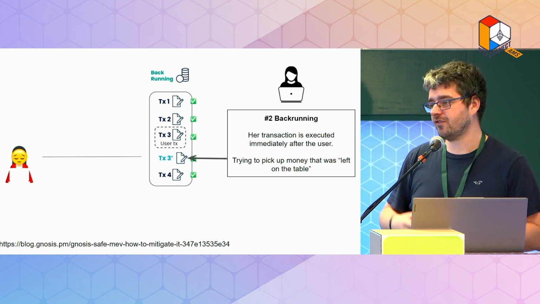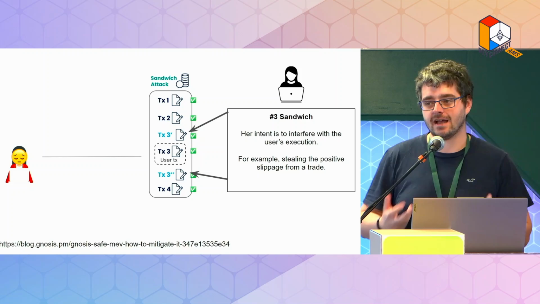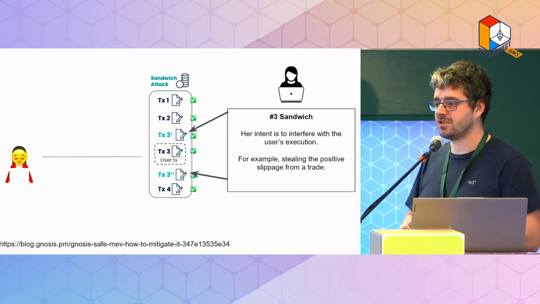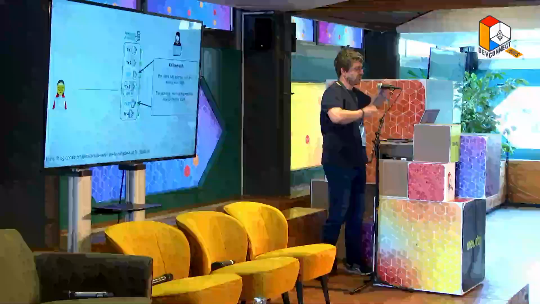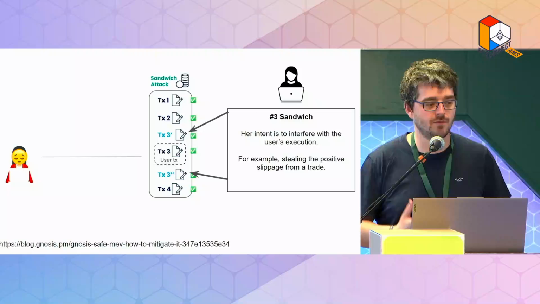And the third approach is the sandwich attack. Let's say you're going to perform a trade and you set 5% slippage, so either you get a dollar or you get a dollar and 5 cents. If the MEV searcher is good enough, they can get their transaction in before you and after you and extract your slippage, effectively stealing that 5 cents from your transaction. So you always get the minimum price. That's the basic idea behind some of these strategies.